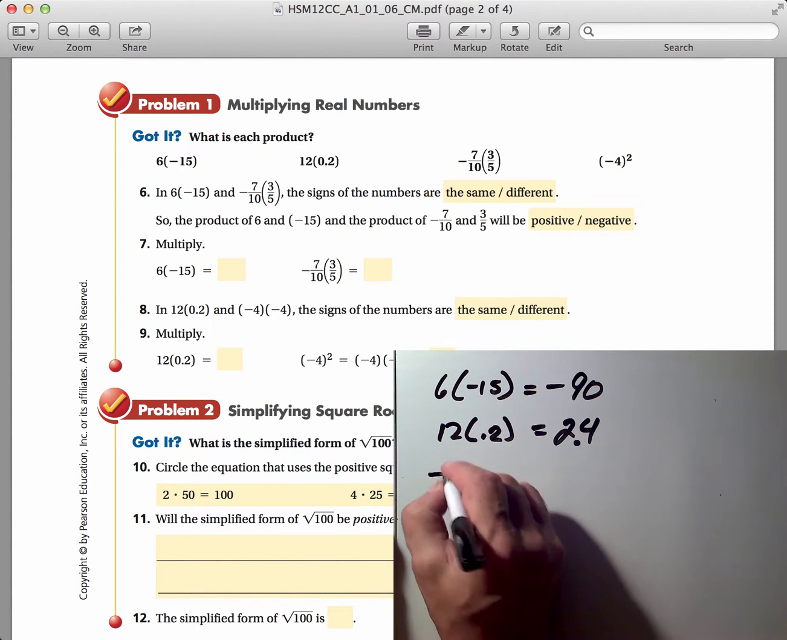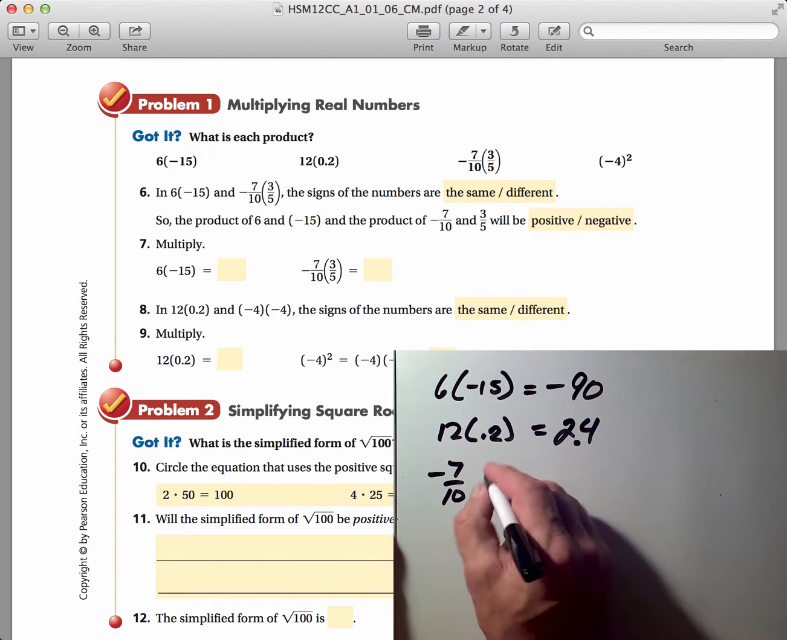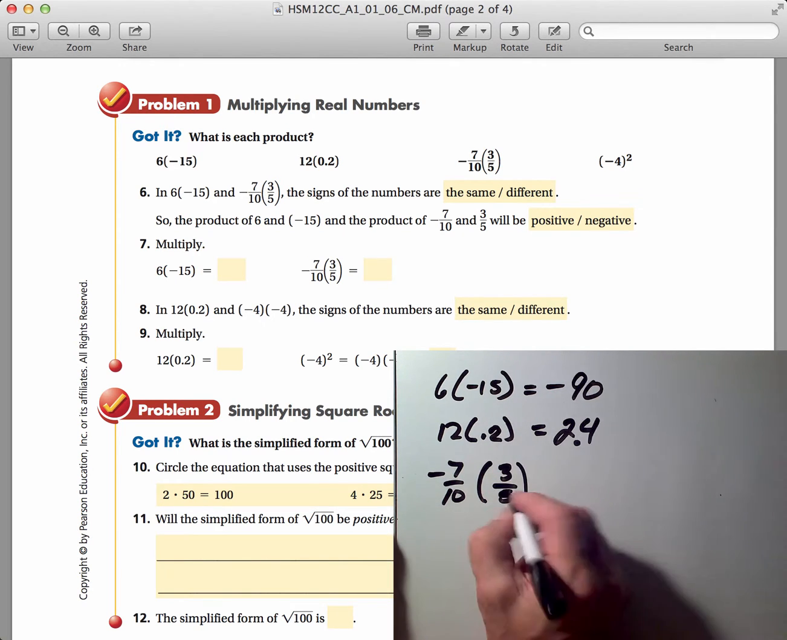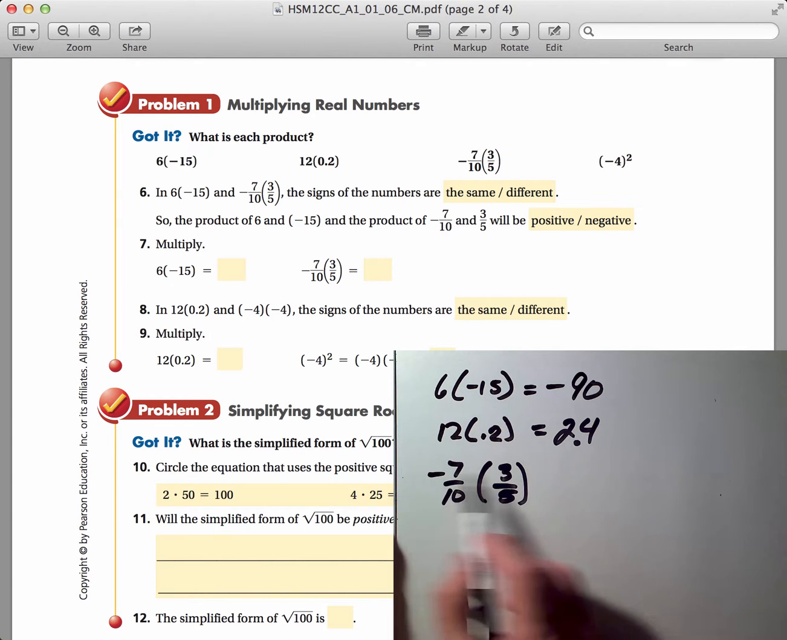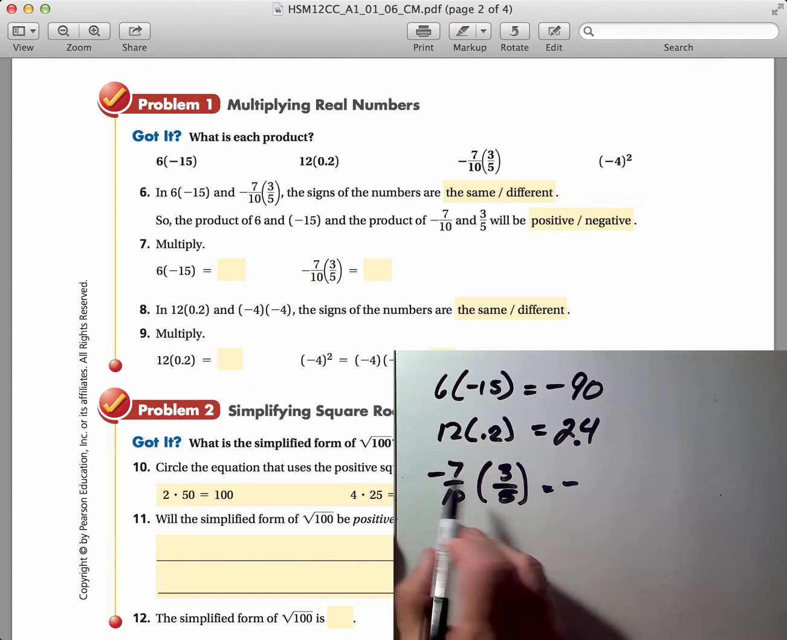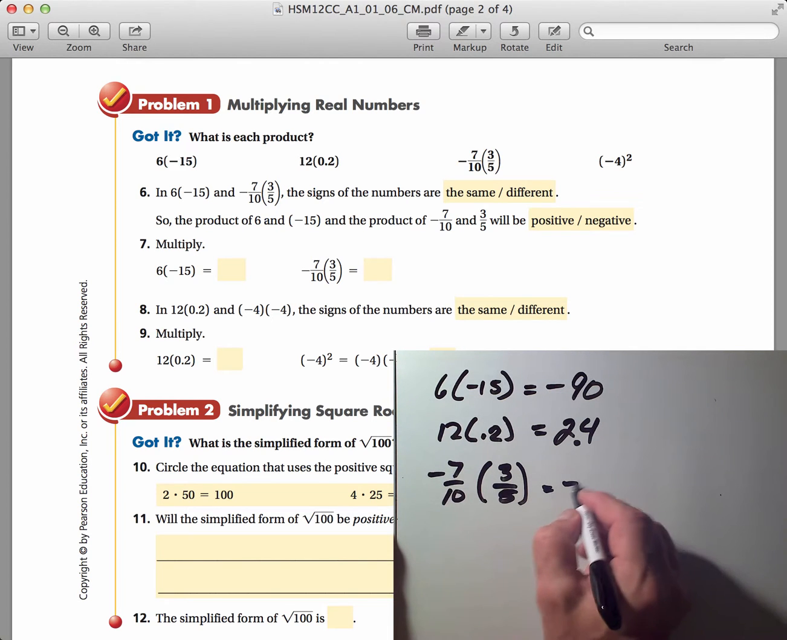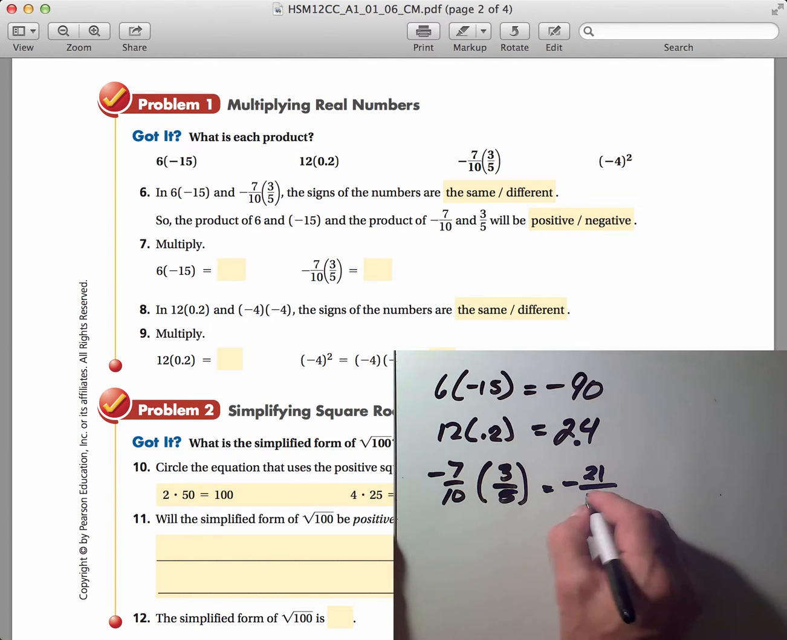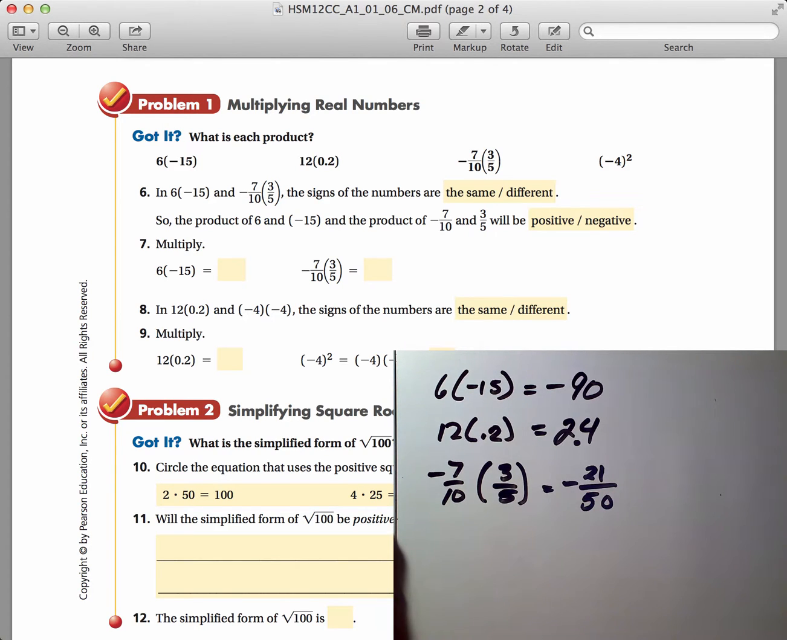Let's take a look at -7/10 times 3/5. Well, we know right now we have a negative times a positive, so this is going to be negative. 7 times 3 is 21 over 10 times 5, which is 50. There would be our number, negative 21 fiftieths.